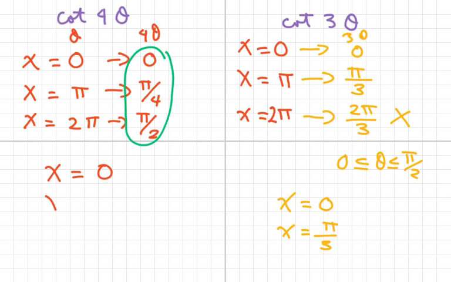x equals 0, x equals pi over 4, and x equals pi over 2.